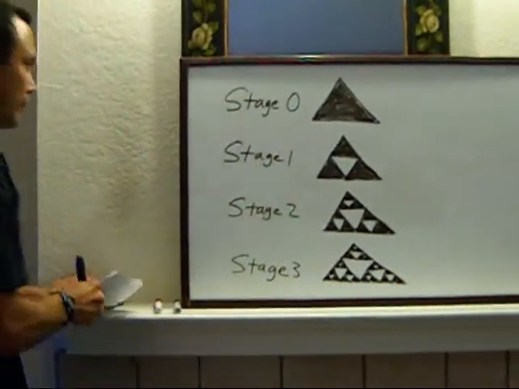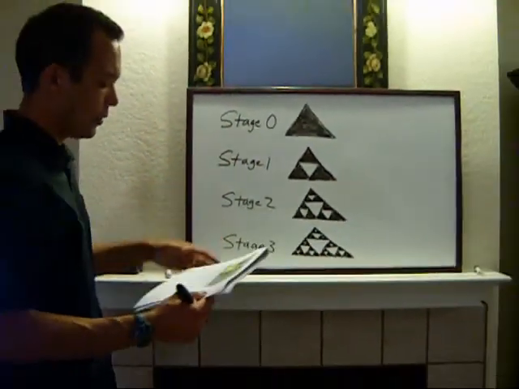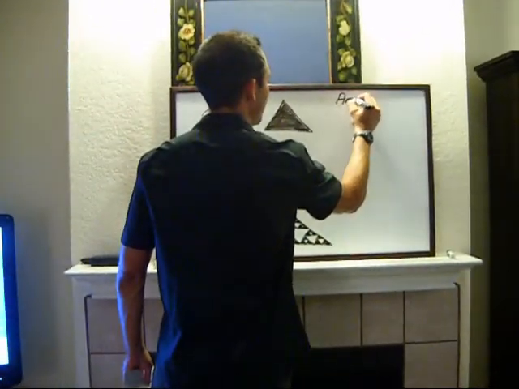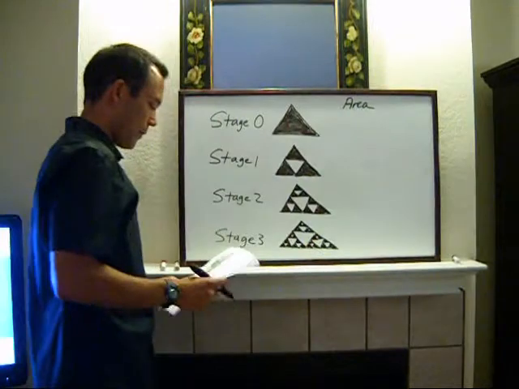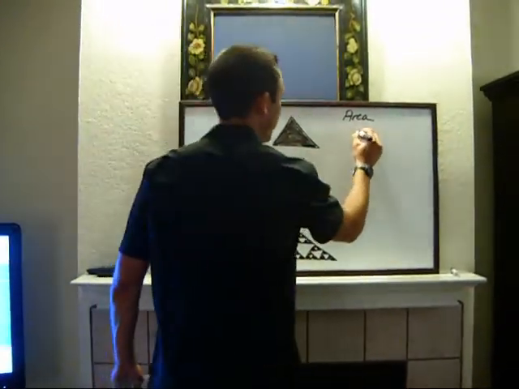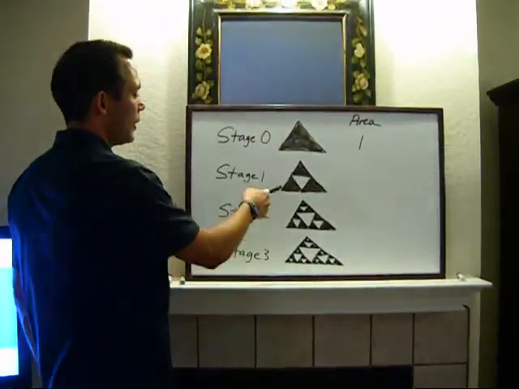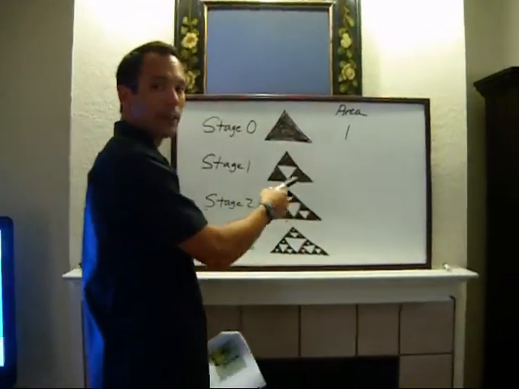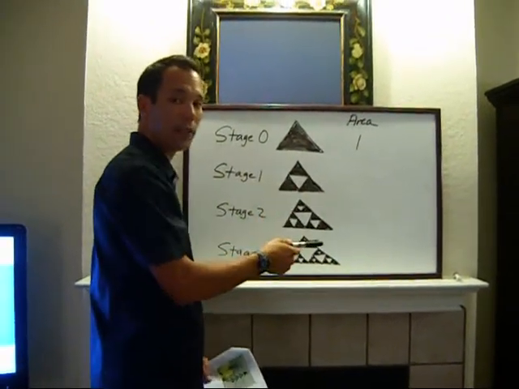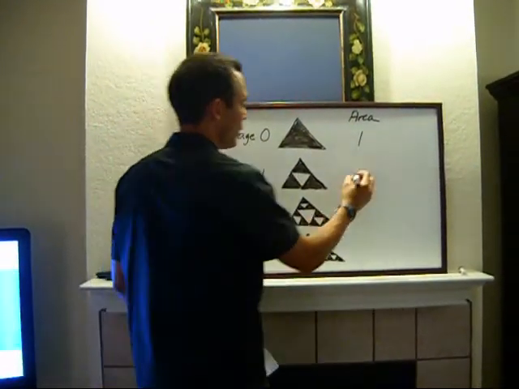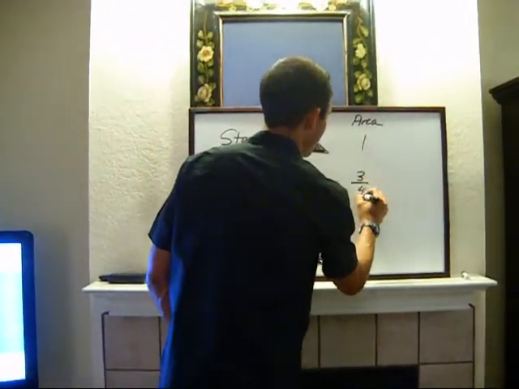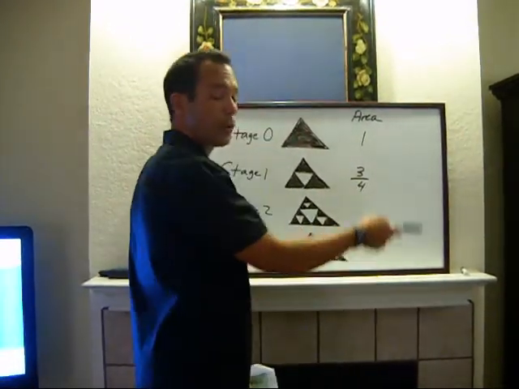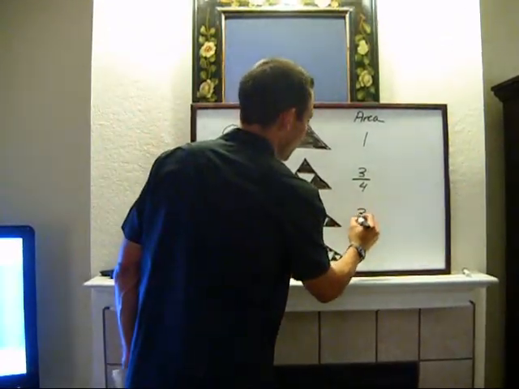Okay. So we got stage 0, stage 1, stage 2, stage 3. Now, we're going to label these with their corresponding area. Right? So, if this is area 1, this area is going to be 3/4 of this area because we're missing this center section. So 1/4 of the triangle is missing. So this is going to make this 3/4. What is this section going to be? Well, we're taking another 3/4 of the 3/4 we took here. So it's going to be 3/4.